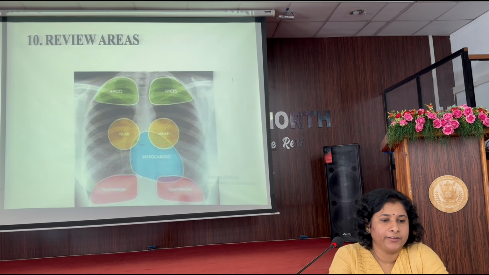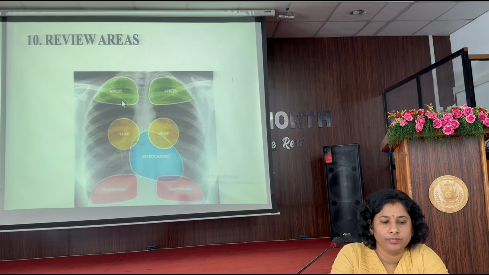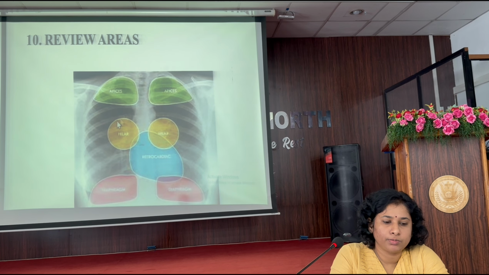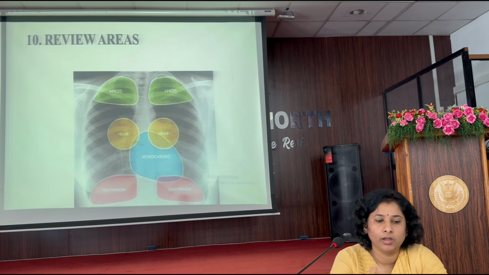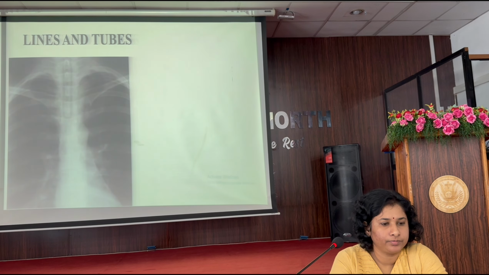So finally, the review areas. Here, as I mentioned earlier, the important review areas are the apices, where we can miss the pathology, and hila, when there is a subtle lymph node enlargement. So once you go through all the things, go to the review areas and check the apices, hila, retrocardiac areas, and the lower subdiaphragmatic areas. Those are the 4 review areas to be checked finally.